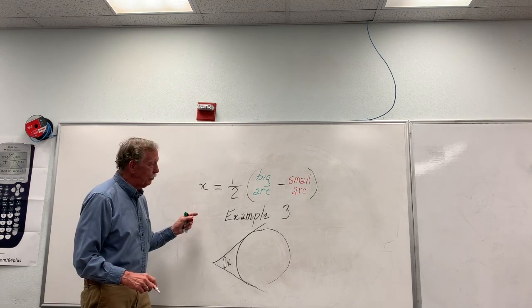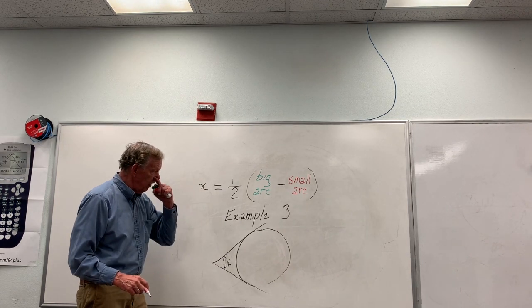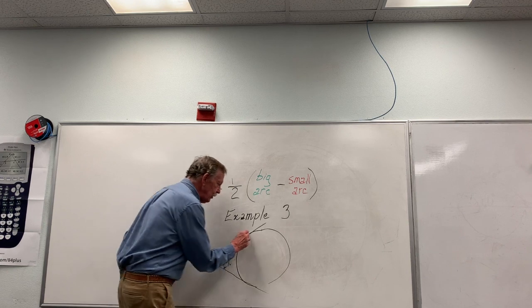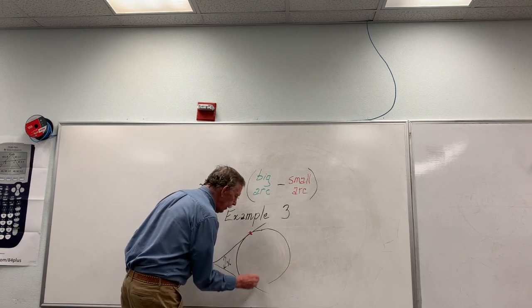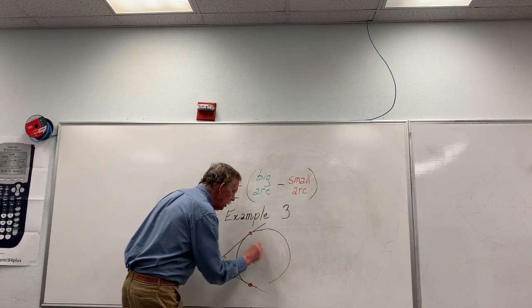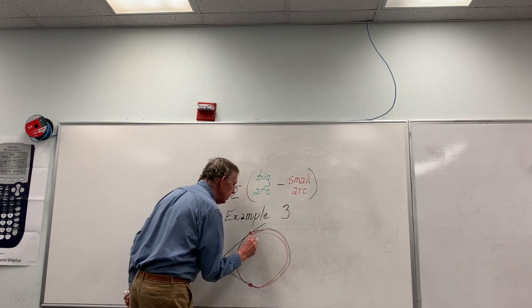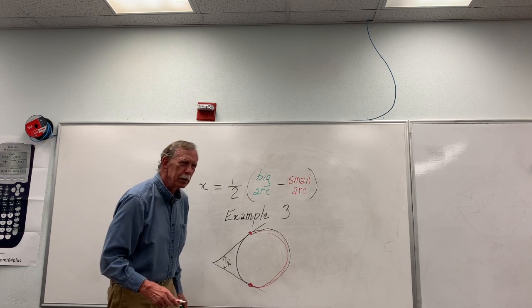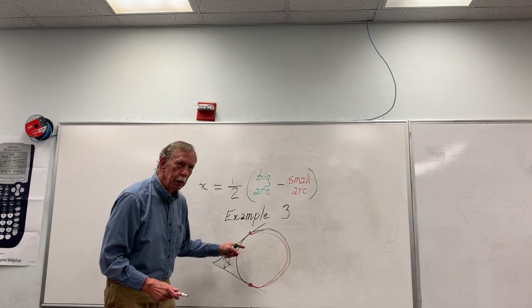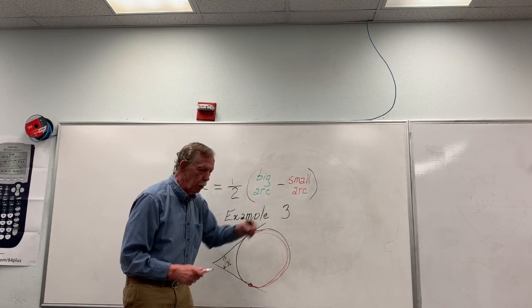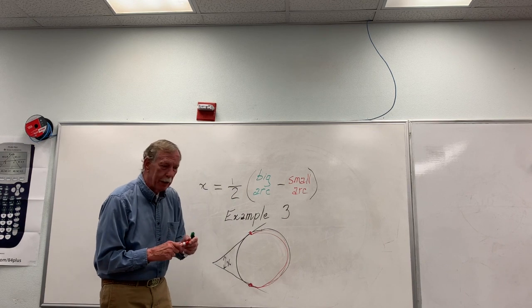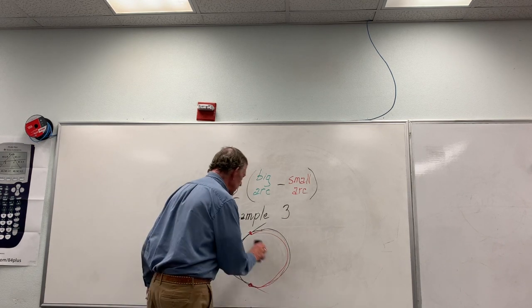Now, unless you reside on some other planet, I think you can see that the big arc goes around this way. That's what? I said it wrong? Oh, I got the color backwards. We can fix that.